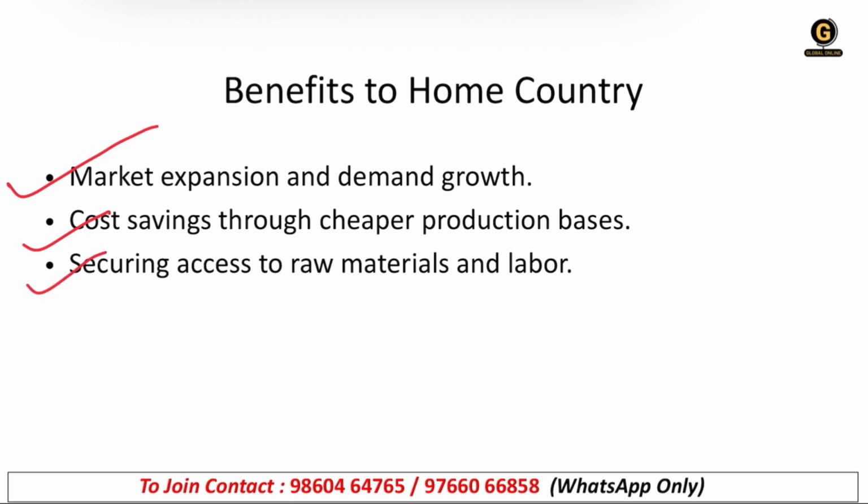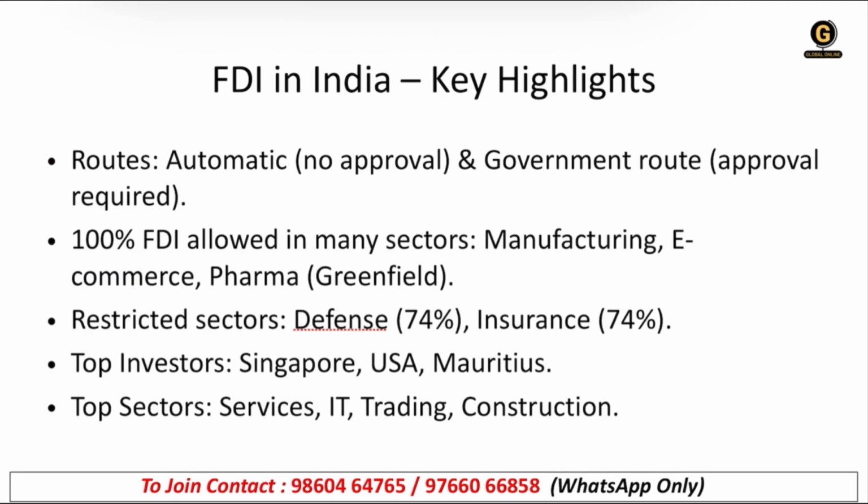Next is securing access to raw materials and labor. Okay, by investing abroad, in other countries, companies ensure a steady supply of resources or workers as well, right? For example, a steel company from Japan investing in iron ore mines in Australia. Getting it? That ensures they get the material and manpower also, right, for running the business. So that is how it is beneficial for home countries as well.